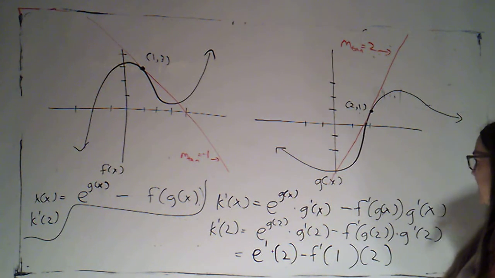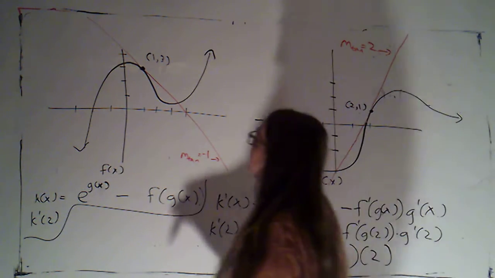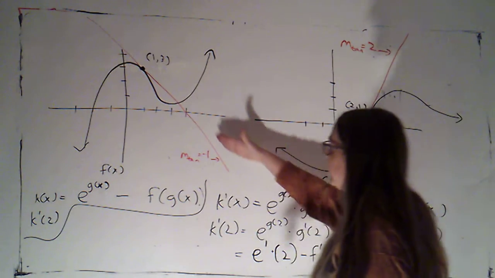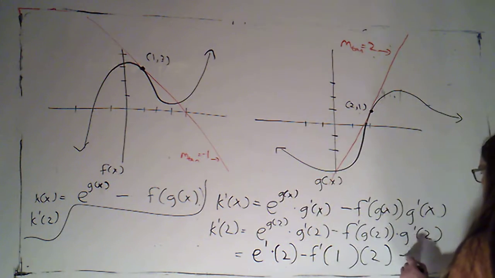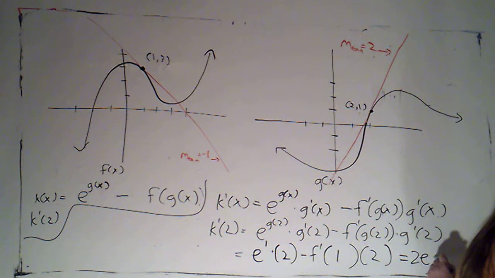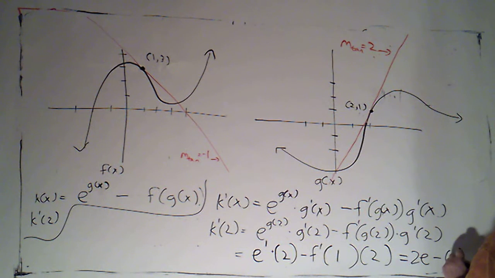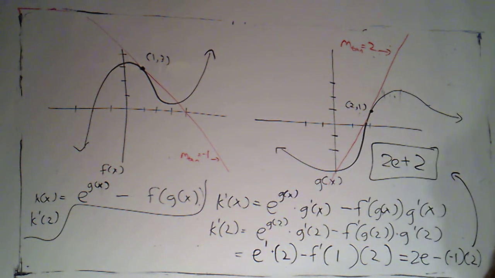So now I need to know what is f prime at 1. So I'm going to come over here and look on the graph of f. Here's the point where the x value is 1. I want the slope of this tangent line, and it looks like that's going to be -1. So, e to the first is just e times 2, that's 2e, minus, we've just said f prime at 1 is -1 times 2, so that's 2e minus a negative is plus. That's going to be 2e plus 2. Excellent.